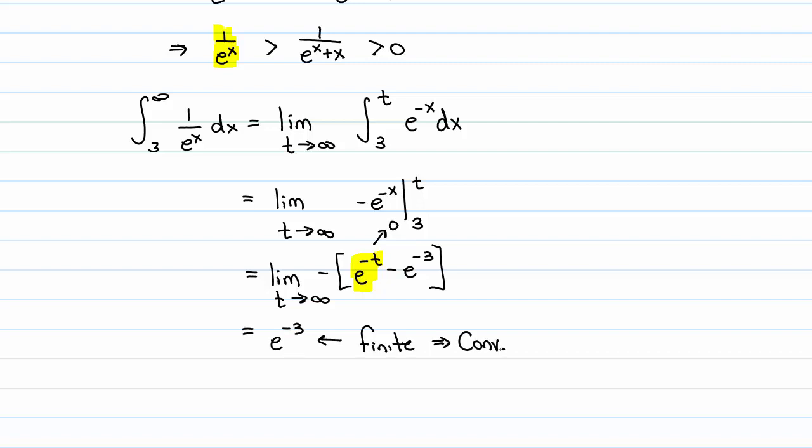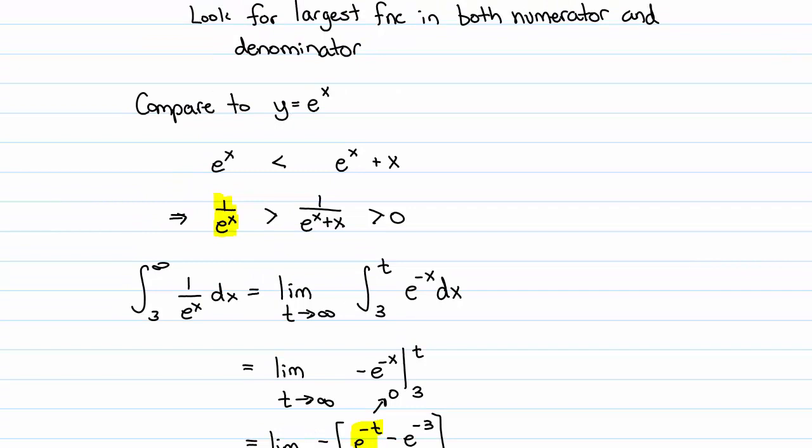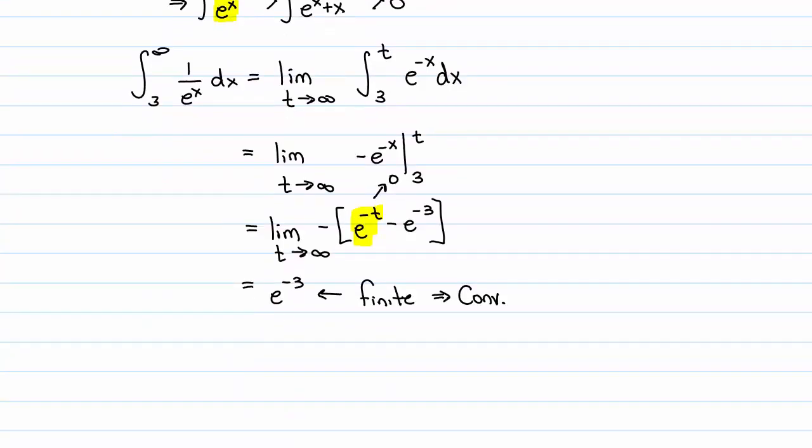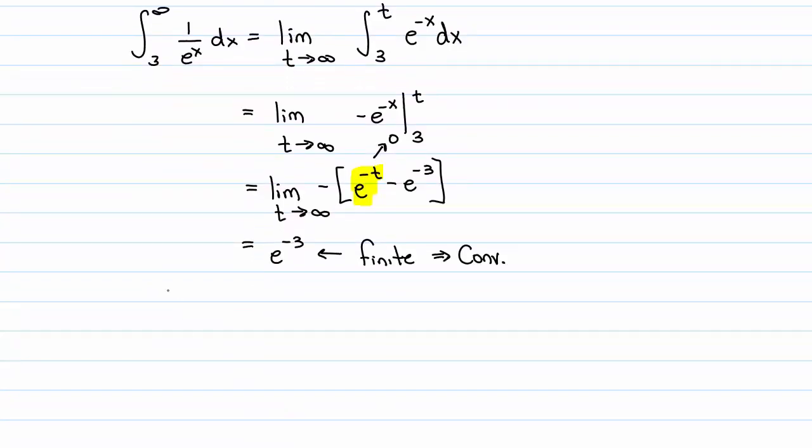And so if I know that the integral of 1 over e to the x converges, then because it's greater than another positive integral, 1 over e to the x plus x, I know that from 3 to infinity, that also must converge by the comparison theorem. So this implies that the integral from 3 to infinity of 1 over x plus e to the x dx converges.